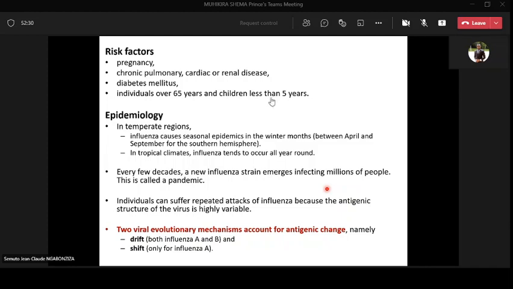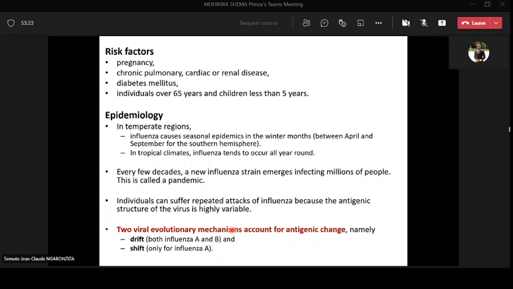Every few decades, a new influenza strain emerges. Infection of millions of this is called a pandemic. Turaza kubibona ko buri gihe tugira pandemic ivuye kuri new influenza type cyangwa new influenza strains, and this is always causing the pandemic. Kubera ko abantu bataba bafite immunity kuri yo, biroroha ko abantu bose igezeho barwara bakanatransferinga infection ku bandi. And individual can suffer repeatedly kubera ko influenza antigen structure is highly variable.